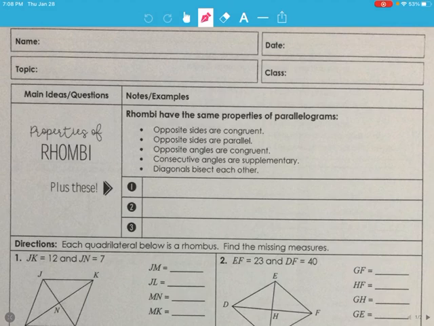So, starting with rhombi, they have all these properties that parallelograms have, right? Opposite sides are congruent, opposite sides are parallel, opposite angles are congruent, consecutive angles are supplementary. Remember, supplementary means 180 degrees, and diagonals bisect each other. In the case of rhombi, not only are opposite sides congruent, but all four sides are congruent.